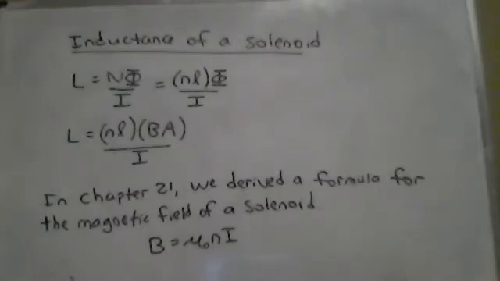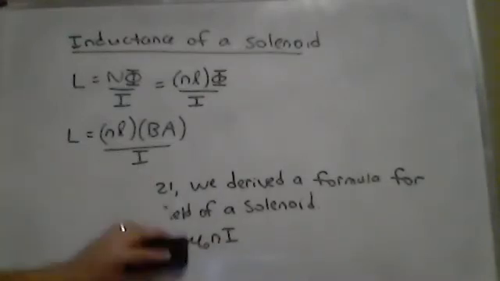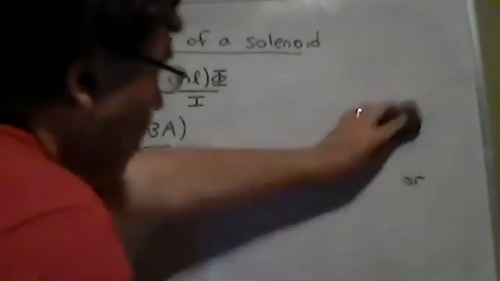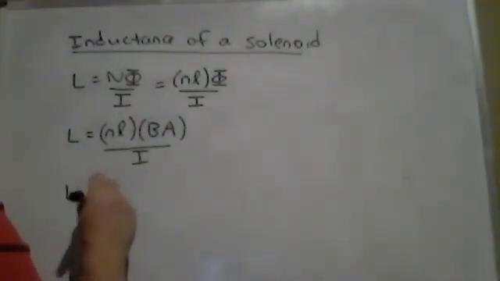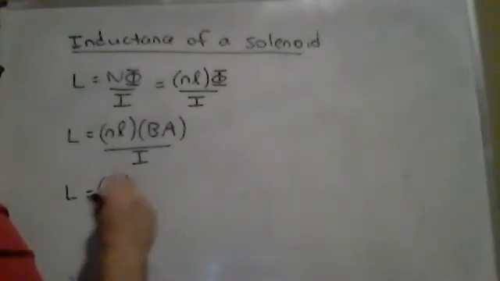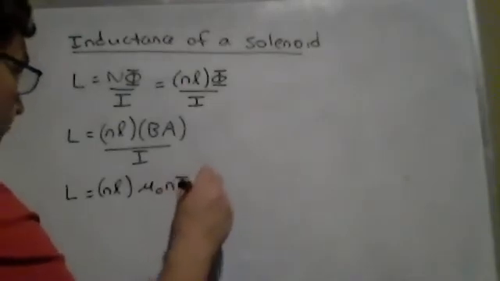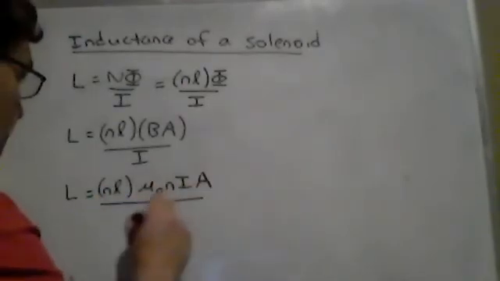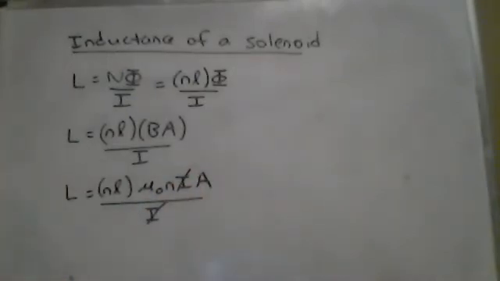And if you recall, we derived that B is mu naught n I. So I could then simplify even further. If B is mu naught n I, that's the magnetic field in a solenoid, then L is going to be n l, now I have mu naught n I A divided by I. And nicely, these I's cancel out.